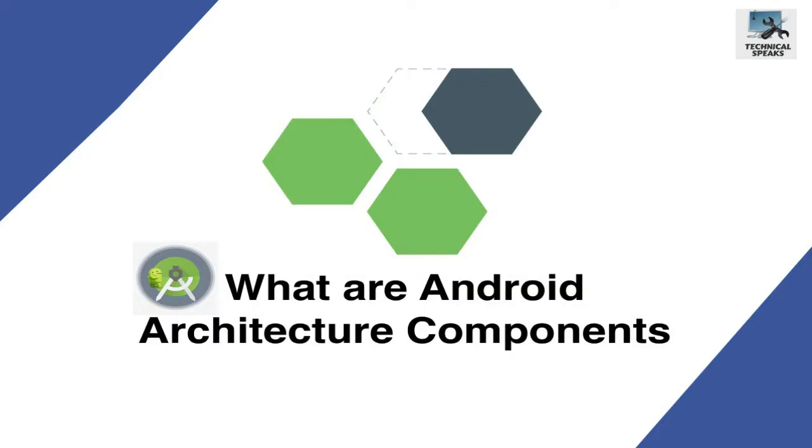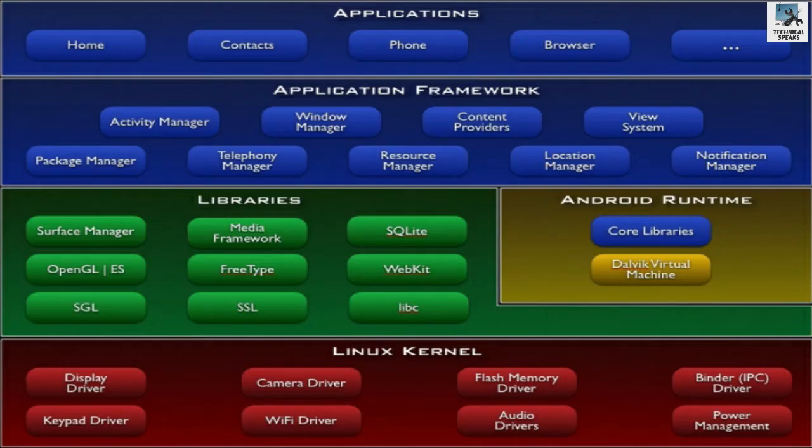In this video we are going to discuss the architecture components of Android. So here you can see the architecture diagram of the Android operating system. Basically, the Android operating system is a stack of software components which is roughly divided into 5 sections and 4 main layers, as you can see here in the diagram.